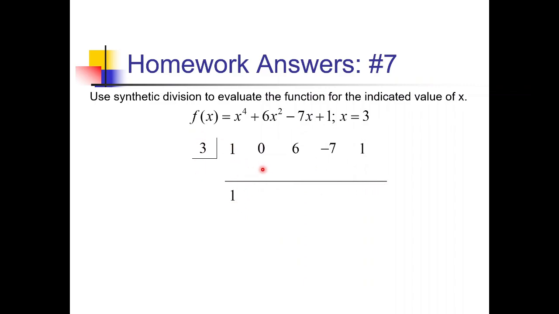3 times 1 is 3. 0 plus 3 is 3. 3 times 3 is 9. 6 plus 9 gives us 15. 3 times 15 is 45. Plus -7 is 38. And then 3 times 38 is, let me think here, 3 times 30 is 90. 3 times 8 is 24. 90 plus 24 is 114. And then 1 plus 114 is 115. So after all that, we conclude that f of 3 equals this remainder of 115.